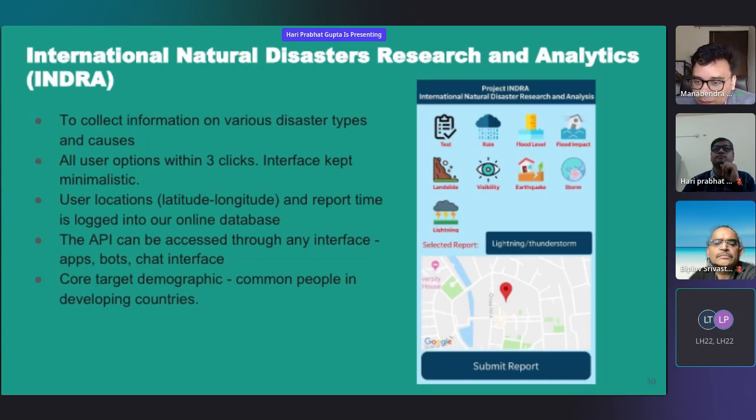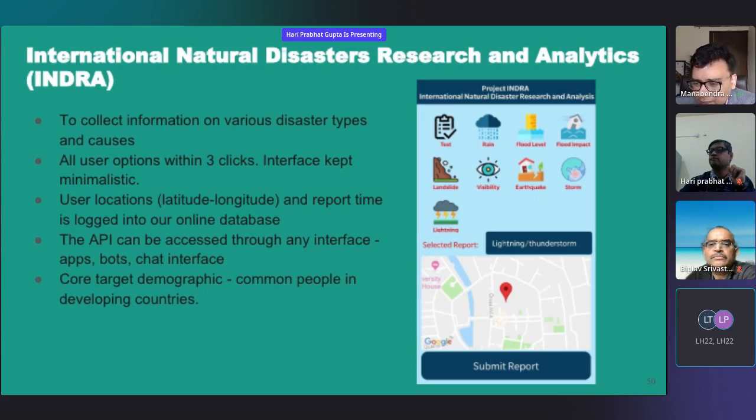So the idea is that all user options are within 3 clicks, because in a fast moving environment where you're experiencing a natural disaster, you want the UI to be as smooth as possible in terms of getting data, or if people want to see the dashboard, whether it's a zone that is experiencing some problems. So the user interface is minimalistic. So we collect user locations and report times in our online database. And the API, we have kept it free. You can access it from any interface, apps, bots, chat interface, etc.